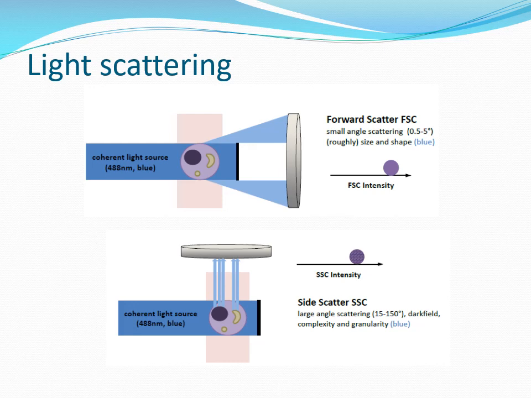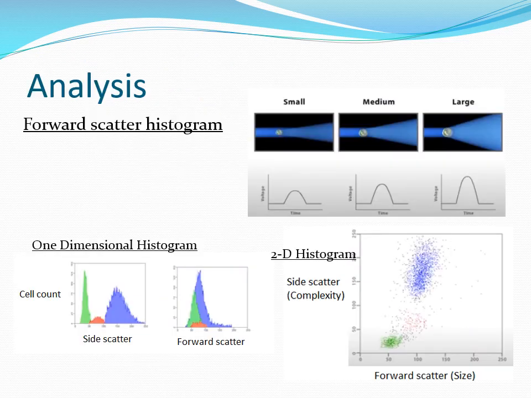they capture the light whose angle is more, and that records the data in the form of side scatter. Now this data that is collected by these detectors, the forward scatter and the side scatter data, is then analyzed.